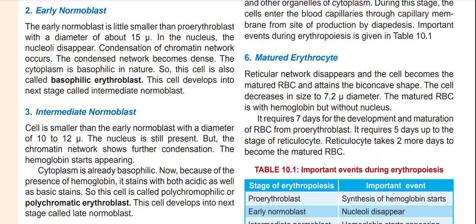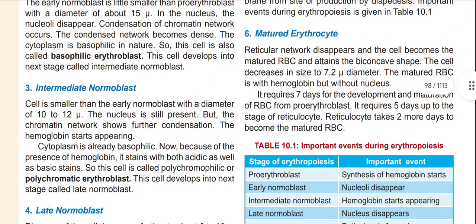Matured erythrocytes are those in which the reticular network disappears and the cell becomes mature RBC and attains the biconcave shape with the help of spectrin, actin, ankyrin, band 4.1. These proteins help the cell decrease in size to 7 to 7.2 micron diameter. The matured RBC has hemoglobin but no nucleus. It requires 7 days to develop a mature RBC from proerythroblast. It requires 5 days up to the stage of reticulocyte, and reticulocyte takes 2 more days to become mature RBC.